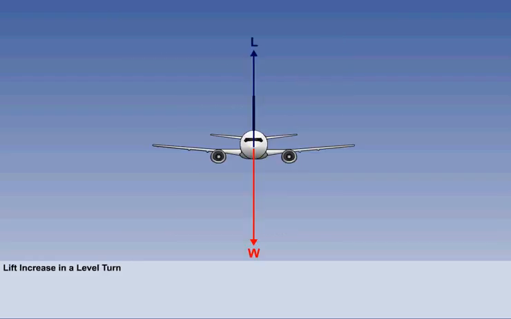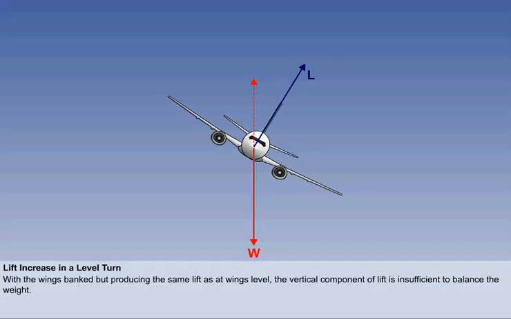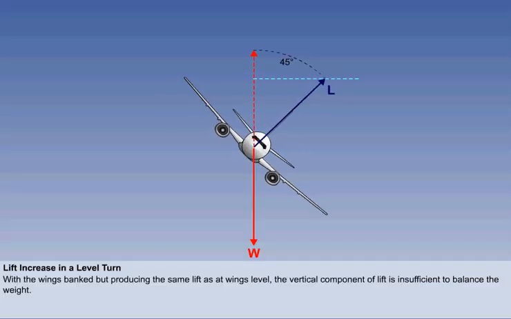As you know, in straight and level flight, lift balances weight. But in a level turn, for example at 45 degrees, as shown here, the weight will still be acting vertically downwards, and the wings need to produce a vertical lift vector to balance it. However, as you can see from the diagram, the lift vector is tilted at 45 degrees, and if it is resolved into vertical and horizontal vectors, it is insufficient to balance the weight.